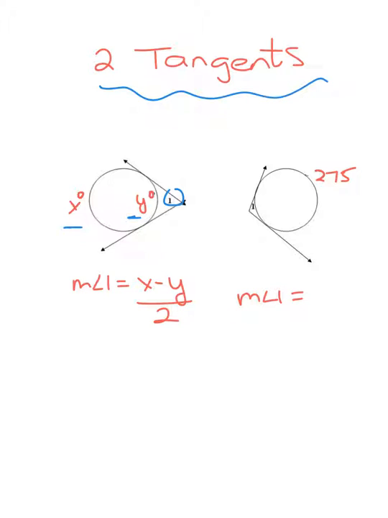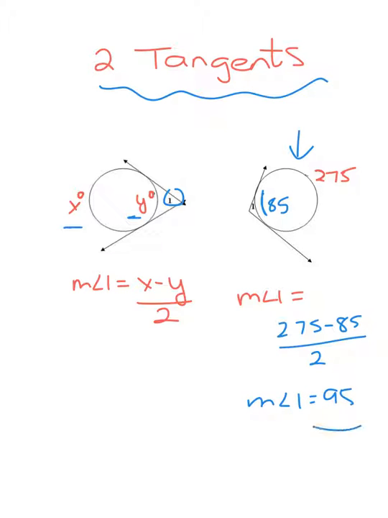Now, if we look at our second example here, I'm only given that one intercepted arc is 275. I don't know what this other arc is, but I know that the measurement of a circle all the way around is 360 degrees. So I'm going to take 360 minus 275, and I know that this arc has a measurement of 85. Then I take 275 minus 85, divide by 2, and that tells me that the measure of angle 1 is equal to 95.